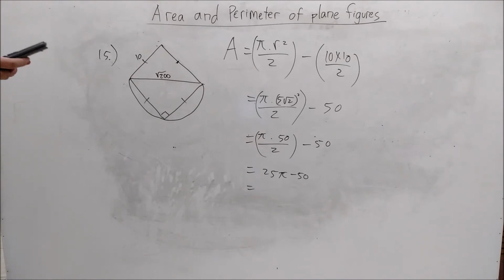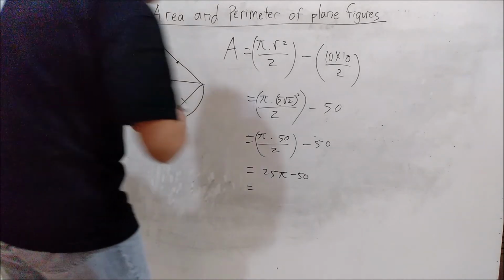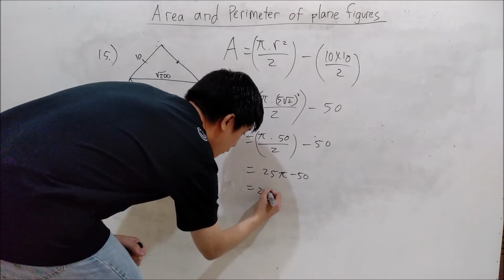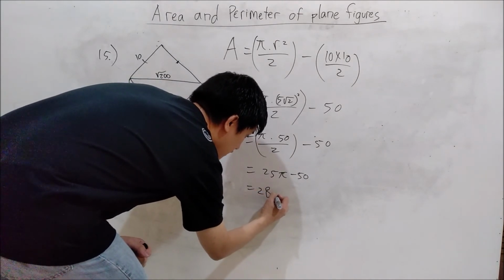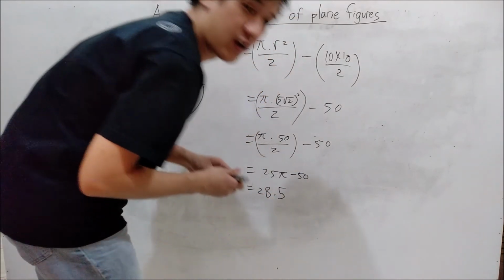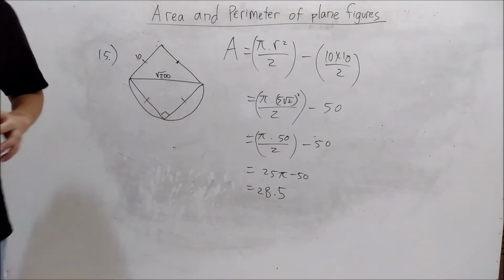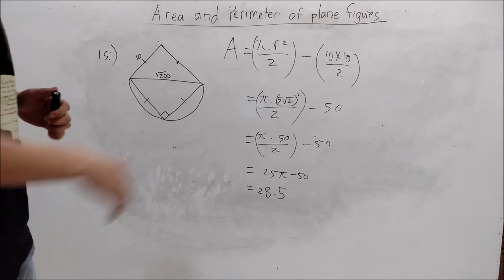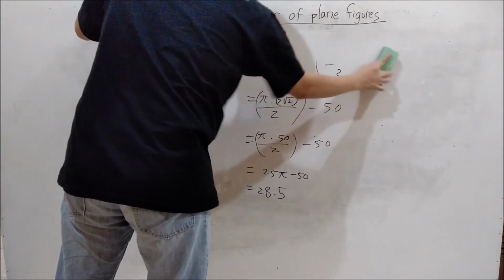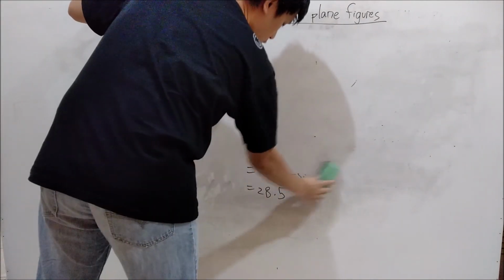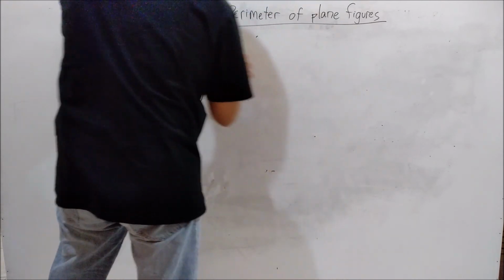25 pi minus 50 will give us 28.5. So the final answer will be 28.5. That will be the area of the figure in number 15. Let's move on to number 16. Two more to go. We have 16 and 17 left.